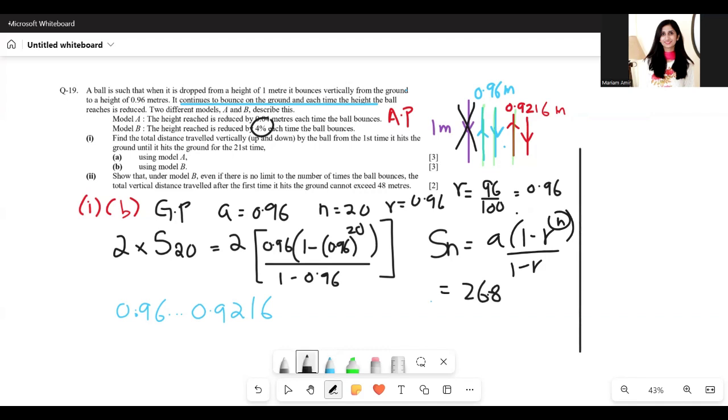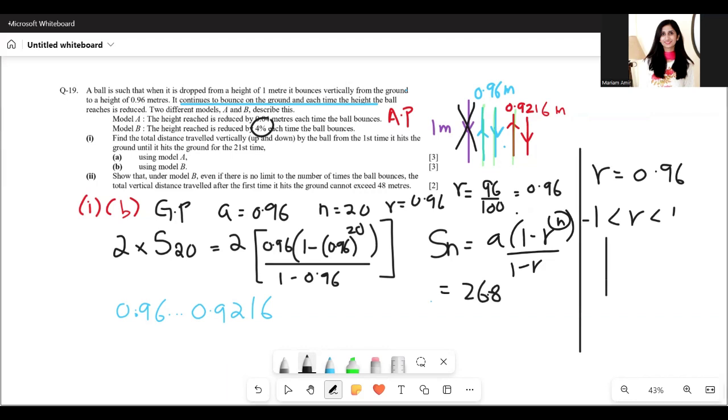Okay. Why are they counting the entire upward and downward motion? Is because the value of r is less than 1. Look at the value of r. R is 0.96. So it lies between 1 and minus 1. That means that it is a diverging series. The biggest value, sorry, converging series. It gets smaller and smaller because the first value was 0.96, then 0.9216, and then it keeps decreasing until it becomes 0. So they're asking you to find sum to infinity, but multiply that with 2 because you also have to consider the downward motion and show that it's 48. That is all you have to do.